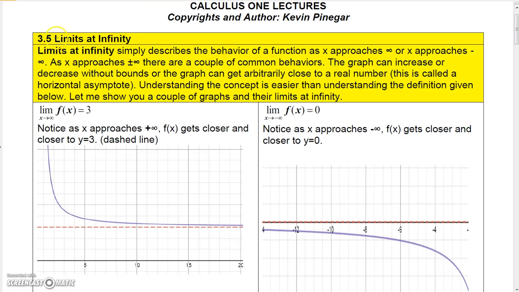Okay, we need to go ahead and return to limits briefly here so that we can talk about limits at infinity. Now what we mean by limits at infinity is we're talking about the limit of a function as x approaches plus or minus infinity. Most functions as x approaches plus or minus infinity can basically do a couple of things. They can increase without bound, they could decrease without bound, or they could get closer and closer to a particular number.